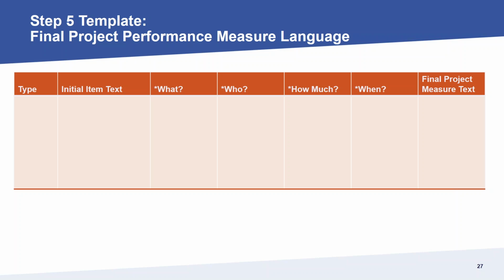This is an example of the Excel template that's available for you to use. You'll enter the type of item, for example, activity or output, initial item text taken directly from the logic model, responses to questions about what is being measured, who or what is expected to change, how much change is expected, and when the changes are expected to occur, and final measure text that combines responses to all of the questions.